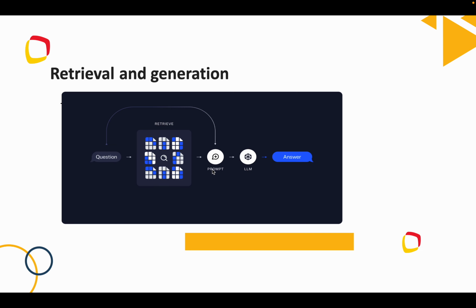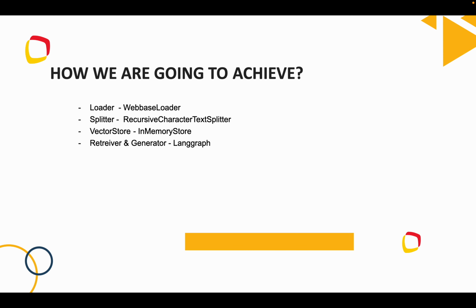Okay, so we can see this graph. The question will be here, the prompt will be here, and the documents retrieved from the storage are also passed to the LLM model. Then the LLM model will generate the answer for us. Okay, so how are we going to achieve that?